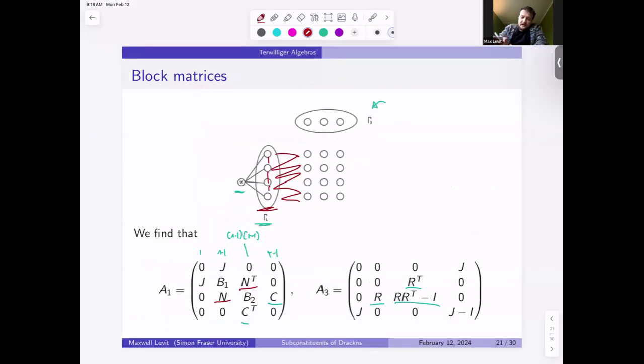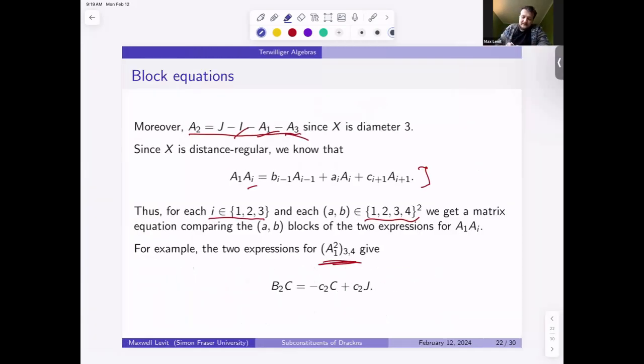Well, on the one hand, I go back to here, I look at 3 by 4 in A1 squared, right? That's the dot product in this block matrix sense of these columns. And that's just going to give me B2 times C, which is this. And then on the other hand, I can go to these individual matrices and scale them by this parameter. And again, these parameters are known now. We've got these calculated from the parameters of the distance regular graph and get exactly this, right? So that gives us this block equation, this sort of subconstituent equation, which is now going to give us exactly what we need to figure out some of the eigenvectors and eigenvalues of B2.